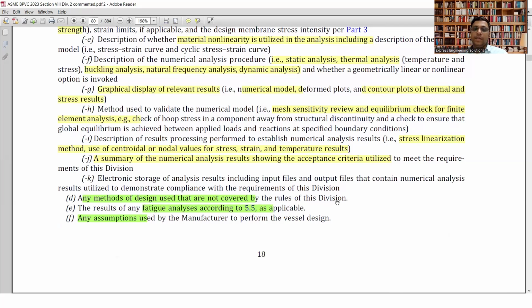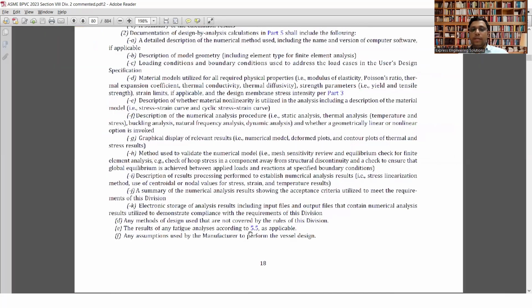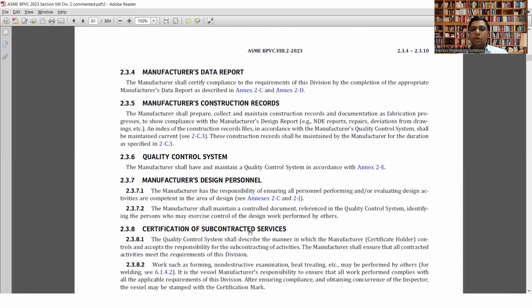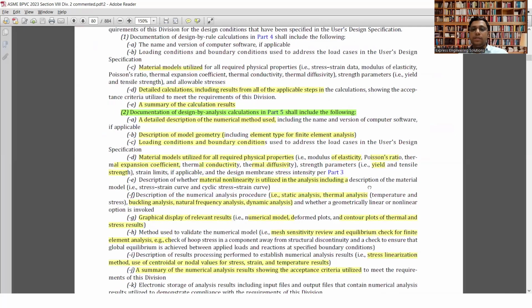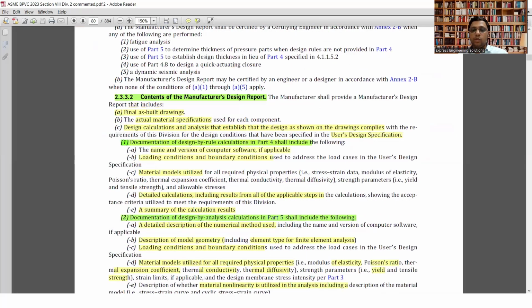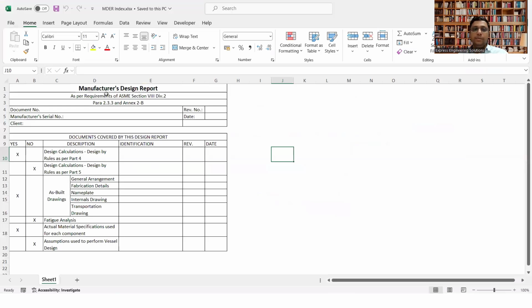division. Let's say there is some geometry which is not covered under this. So if such case is there, those things also needs to be specified by which method you have done that. The results of any fatigue analysis according to 5.5 as applicable, those should be made available. Any assumptions used by the manufacturer to perform the vessel design. If there are any assumptions that has been followed, all those things needs to be specified in this manufacturer's design report. So let me just open this document, manufacturer's design report.